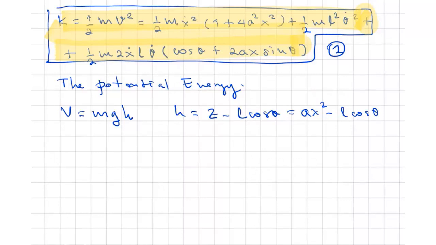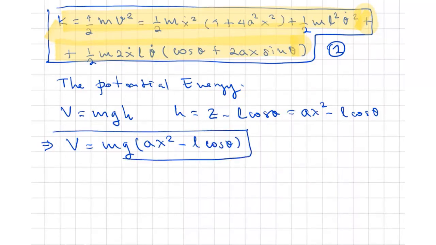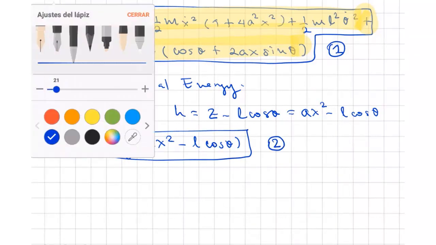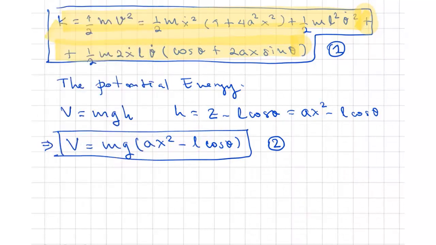All right, so we can write the potential energy as V is equal to mg times (a x squared minus L cosine of theta), and this is the potential energy of the mass in this case, and we call this equation number 2. I'm going to highlight it too, and this is the potential energy. All right, well, now we can write the Lagrangian of the system for this problem.